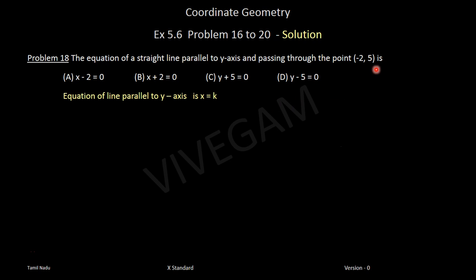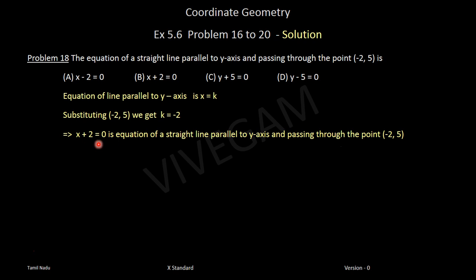So substituting minus 2, 5 in this equation, what will you get? x is minus 2, right? So in the place of x you have to put minus 2. So minus 2 will be equal to k, right? So k is minus 2. So when you put k, now you have found the value of k. So what is this equation? This equation will be x is equal to minus 2 or x plus 2 equal to 0. Okay, I've skipped that step because you can't be writing so many steps for 1 mark. So that's why I'm skipping this step.